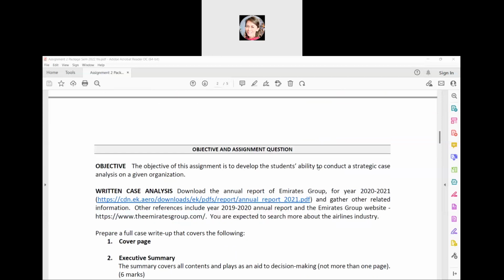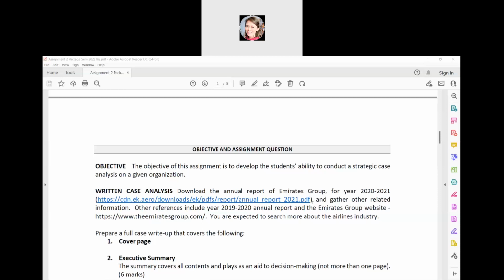Okay, objective and assignment question. The objective of the assignment is to develop students' ability to conduct a strategic case analysis on a given organization. So this is a written case analysis. What you need to do is to download the annual report of Emirates Group for the years 2020 and 2021. This is the link. We have gotten the reports for you, so you need to download this.